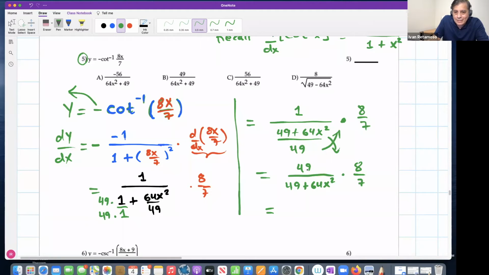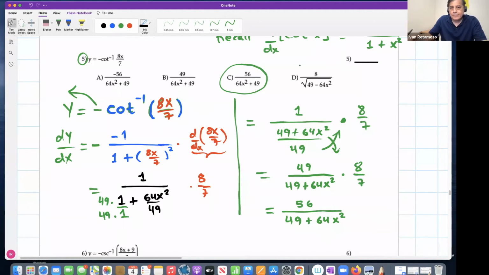Now, 7 into 49 is 7, right? 7. And 7 times 8 is just 56, right? 56, all over 49 plus 64 x squared. Excellent, excellent, guys. So this is it. And this is posted here. Very good, very good. All right, guys.